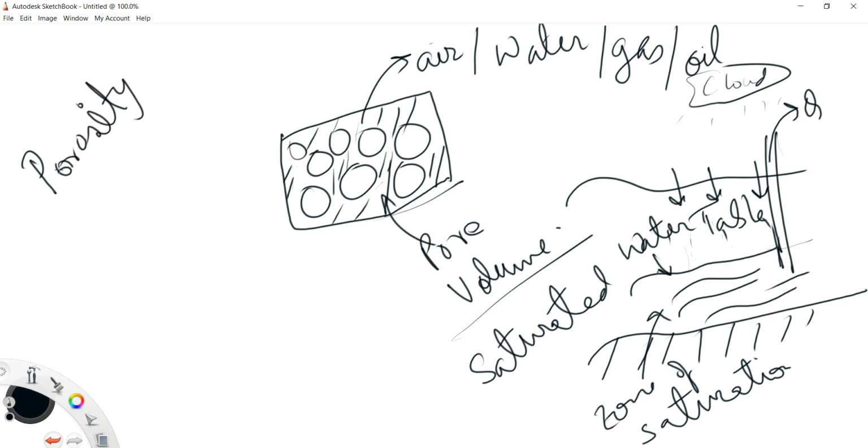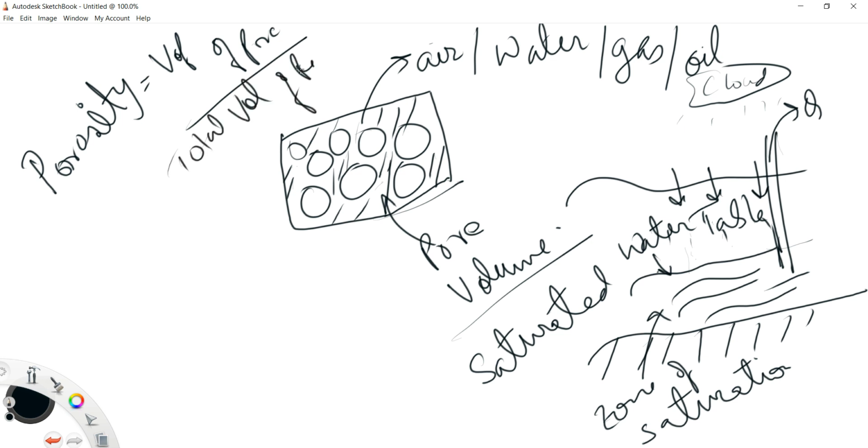This is volume of pore divided by total volume of rock or soil. Right. So this is what porosity is. It is a percentage volume which is occupied by the pore in any rock or in any soil.